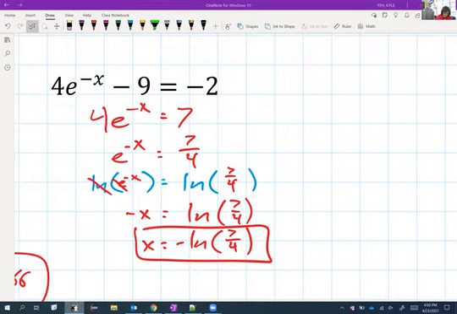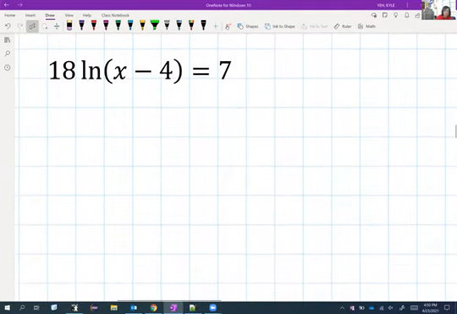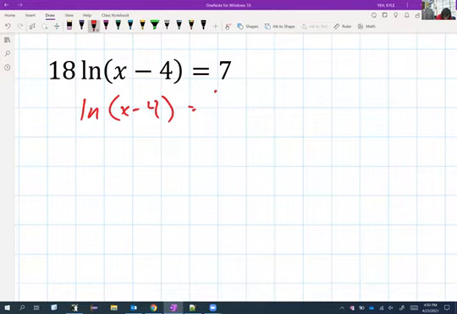All right, let's do this one real quick. Let's do one where we start with ln, and we're going to need to use e to solve this. 18 times natural log of x minus 4 equals 7. Now we're trying to get the natural log by itself so that we can say e to the left equals e to the right. So step one, I'm going to divide by 18 on both sides. So natural log of x minus 4 equals 7/18 now.